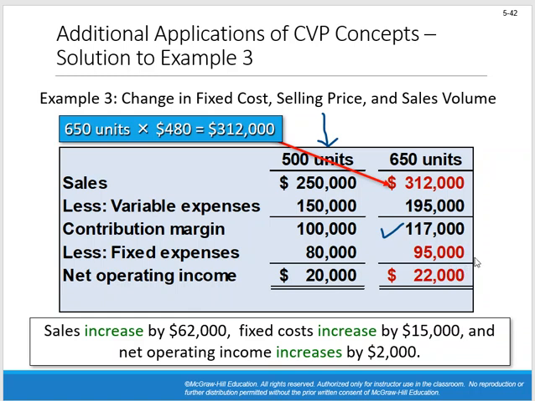What's our new break-even point? If we take our fixed expenses, do you remember how to compute break-even? We take fixed divided by our CM per unit. So if we take 95,000 divided by 180 CM per unit, our new break-even is now 527.77. So really 528 bikes is our break-even.